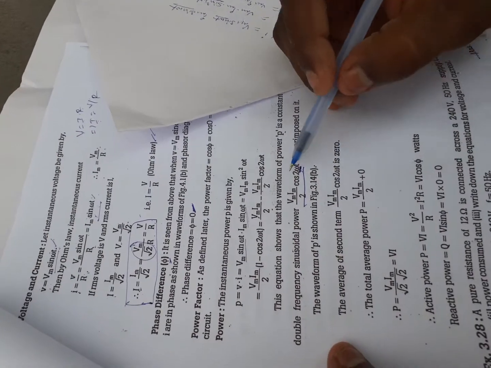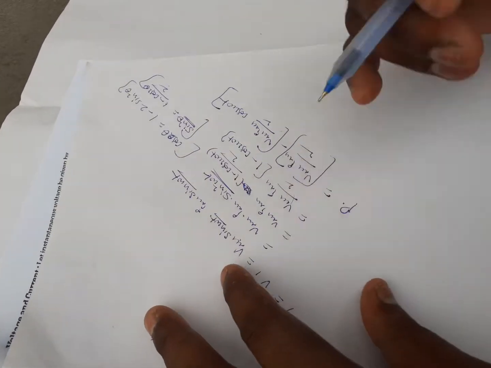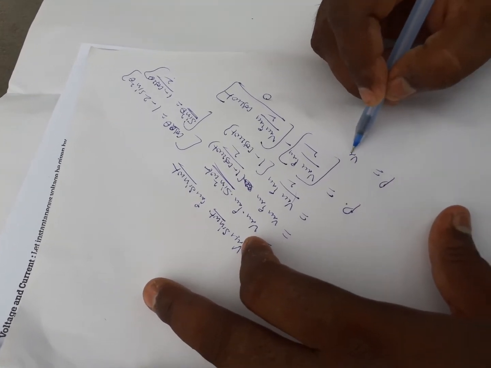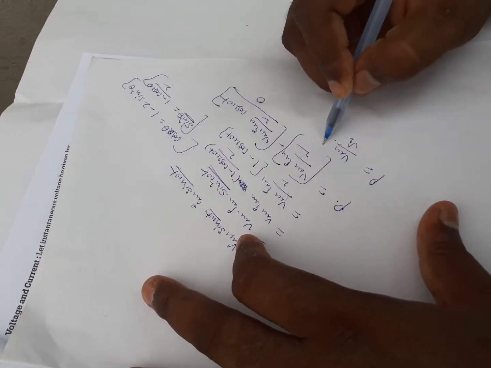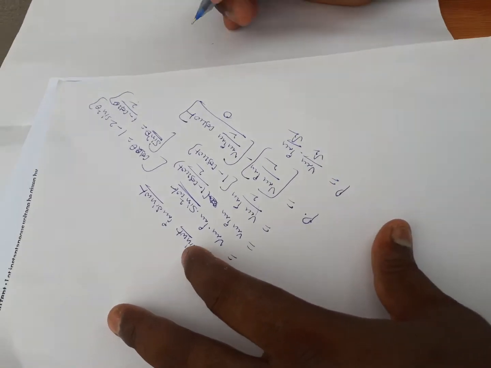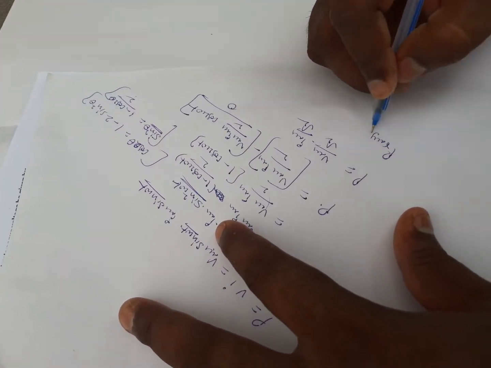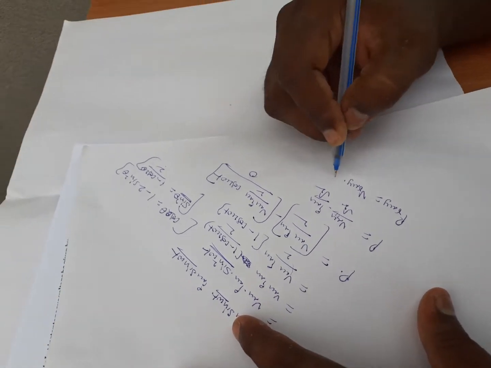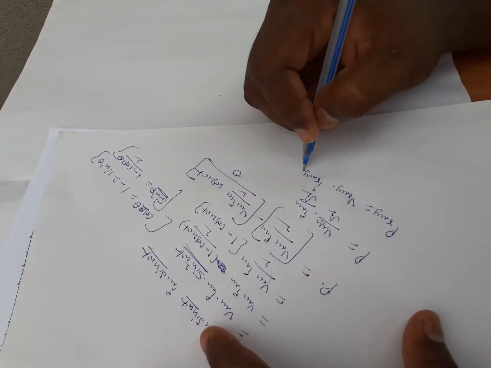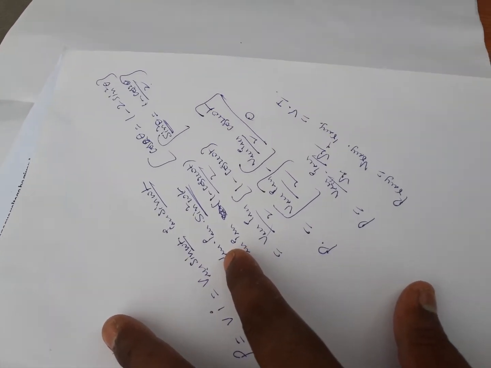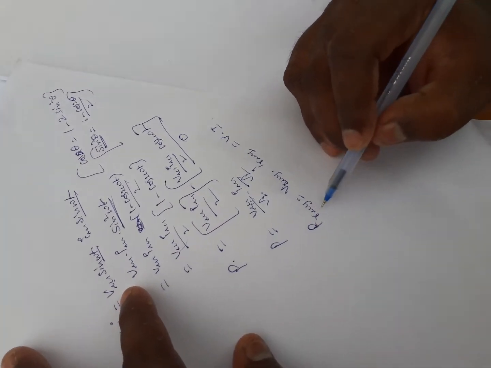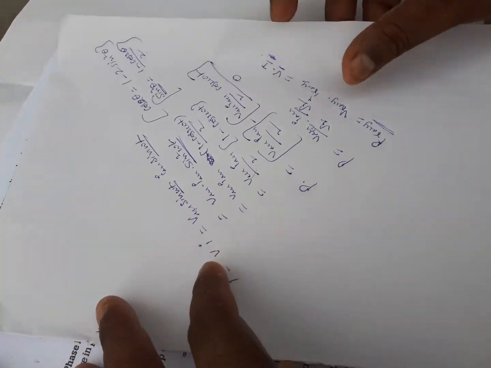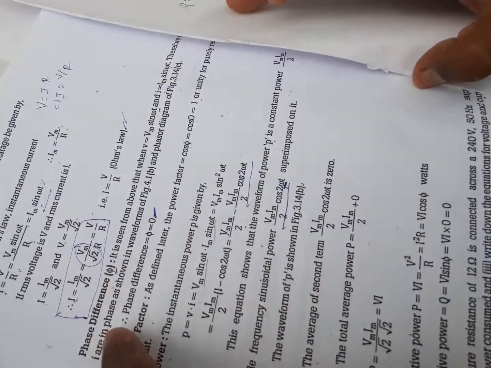The average of the second term: what about this second term value? This second term value is 0. So therefore P is equal to, I can write this as Vm by root 2 into Im by root 2. So Vm by root 2 is the Vrms value, and Im by root 2 is Irms. Also I can write capital V into capital I. Therefore the power in terms of RMS values is the product of RMS voltage into RMS current.